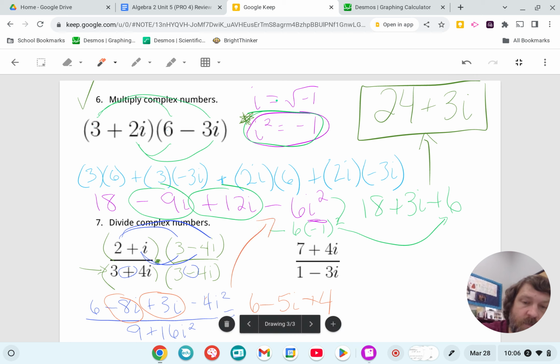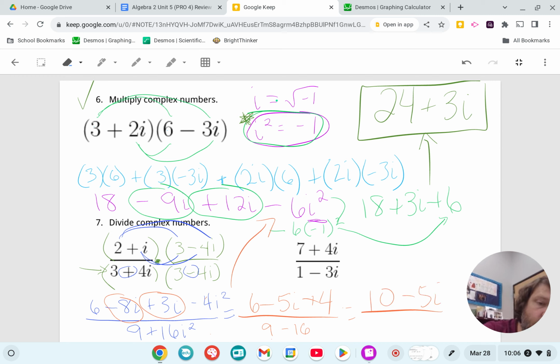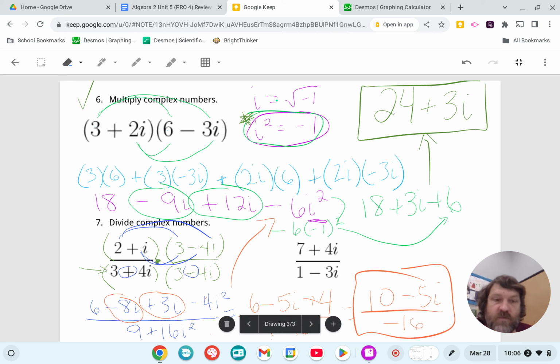And then on the bottom, we have 9 plus, actually that's going to end up being negative, because it's going to be negative 1. It's going to be 16 times negative 1, which is minus 16. And looking at the next part, 6 plus 4 is 10 minus 5i over negative 16, and that is the final answer for number 7.